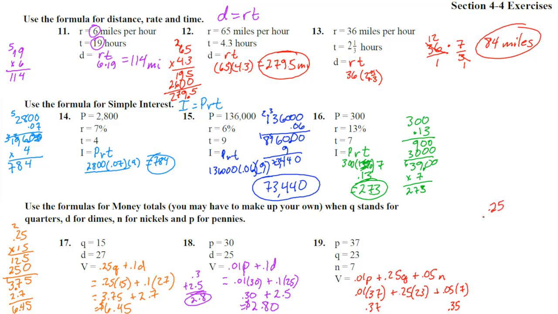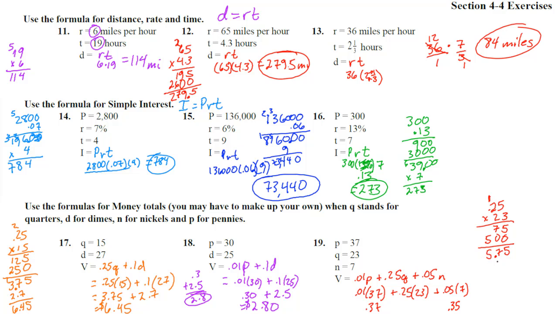So 0.25 times 23. 3 times 5 is 15. Carry the 1. 3 times 2 is 6, plus 1 is 7. Put a 0 down here for the next column. 2 times 5 is 10. Carry the 1 again. 2 times 2 is 4, plus 1 is 5. And now 5 plus 0 is 5. 7 plus 0 is 7. 5 and 2 digits behind the decimal place. So we get 575 from the quarters.